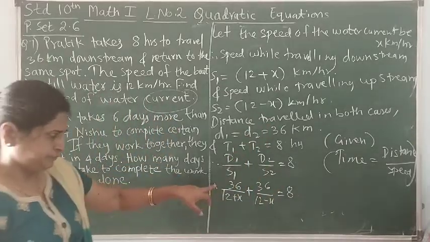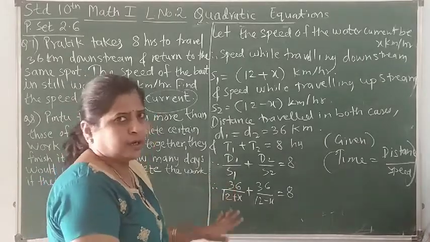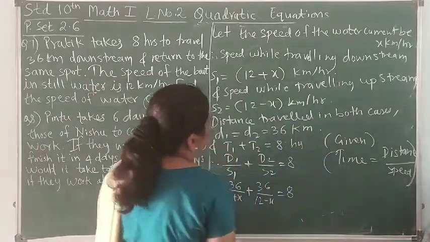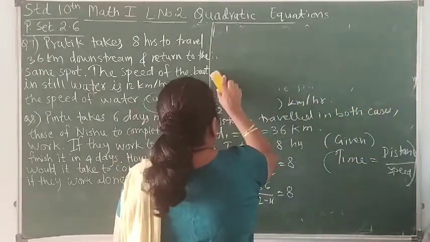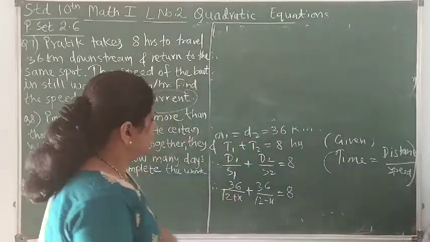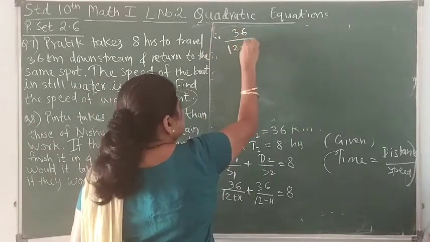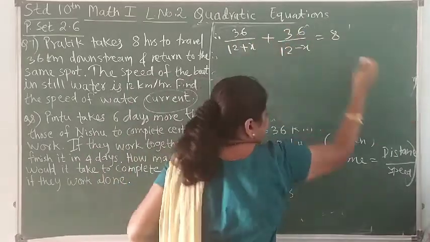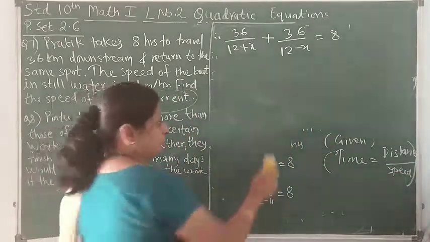Okay. Now here we have not got a very simple quadratic equation. Actually, we have not yet got a quadratic at all. So how to simplify, I would like to explain to you. For that, let me rub this part. Okay, so I am copying this part here. Therefore we have 36 upon 12 plus x plus 36 upon 12 minus x is equal to 8. Okay, I'll give you an easy way, a smart tip, to solve this.